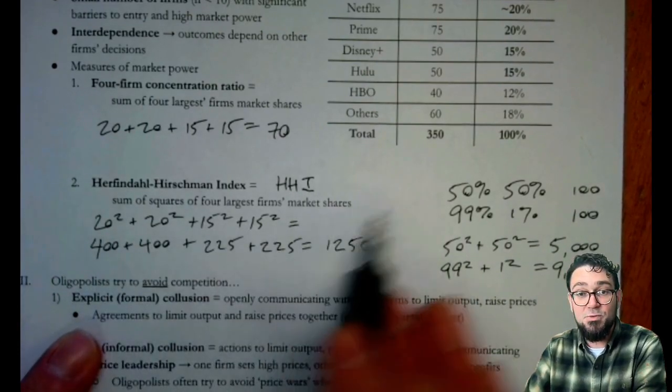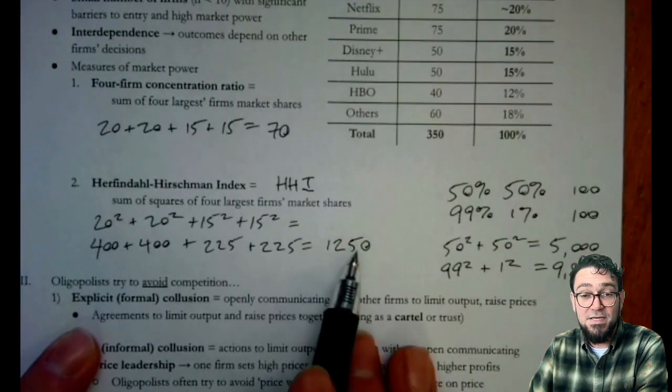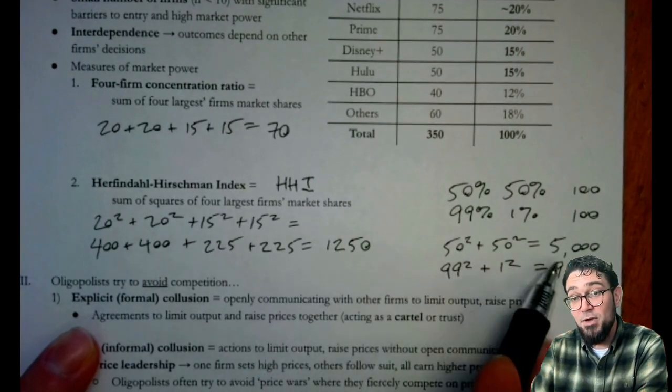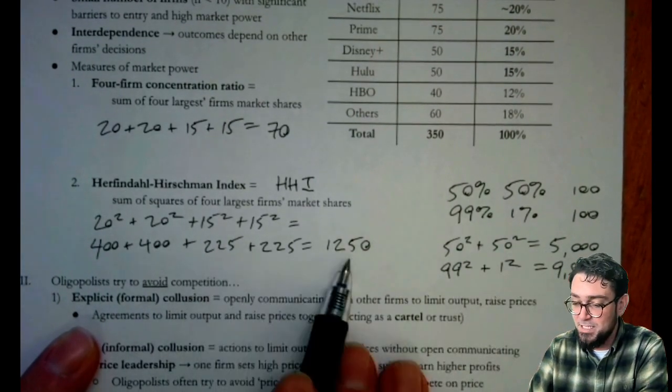And if we compared that to the one we just did with these real numbers, you can see that an HHI for the streaming market is pretty low actually compared to these. It's lower than 5,000 anyways.